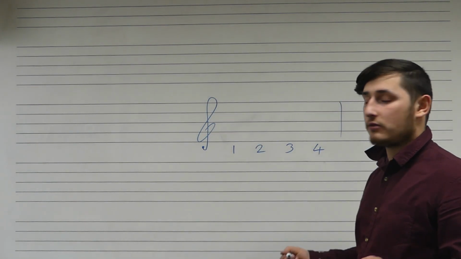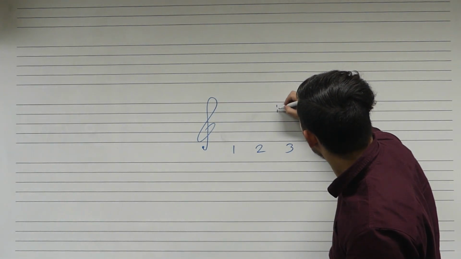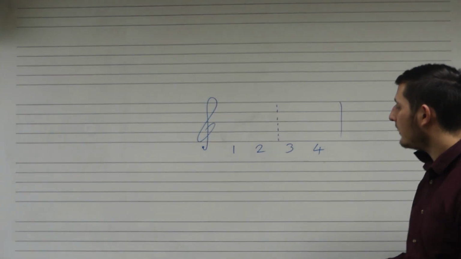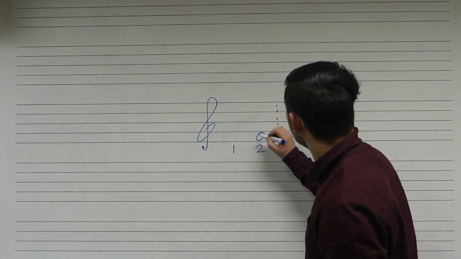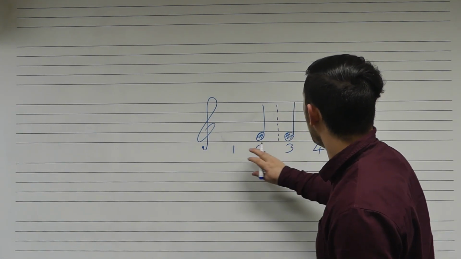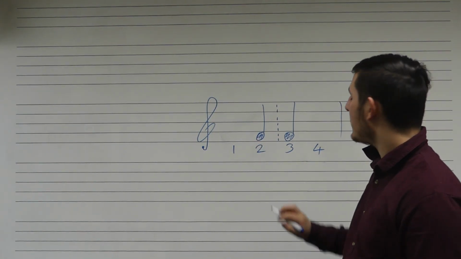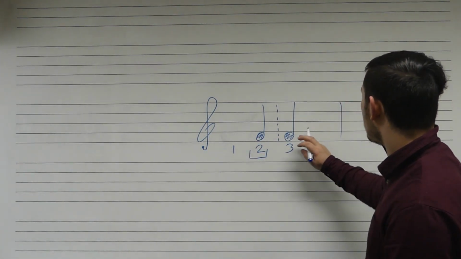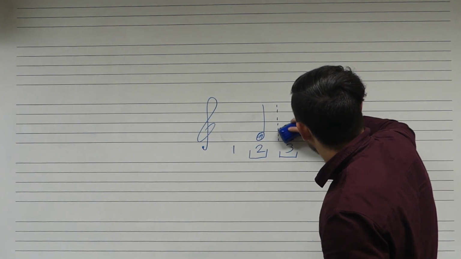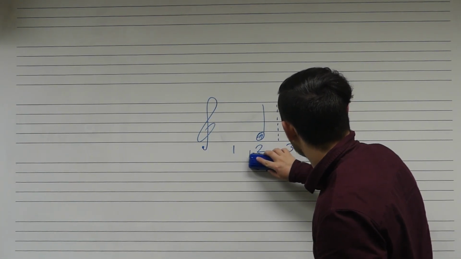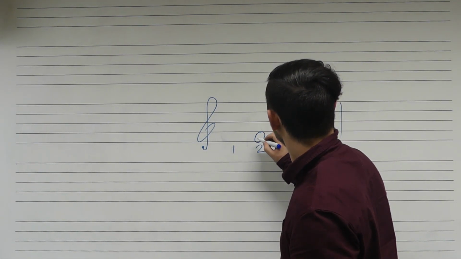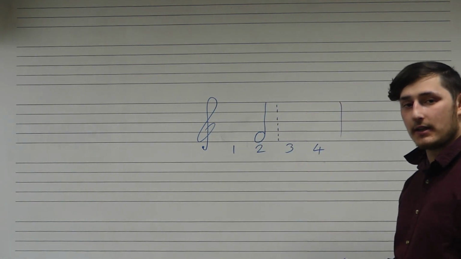Now something important to remember is imagining a dotted line in the middle of the bar. We can have a beat here and a beat there, and that's fine because this crotchet takes up that beat and this crotchet takes up this beat. But if we want to change this note to a minim, then that might not be a good idea.